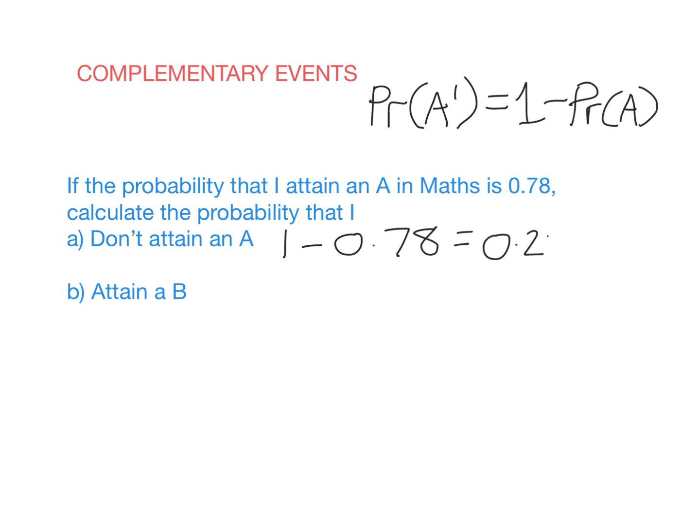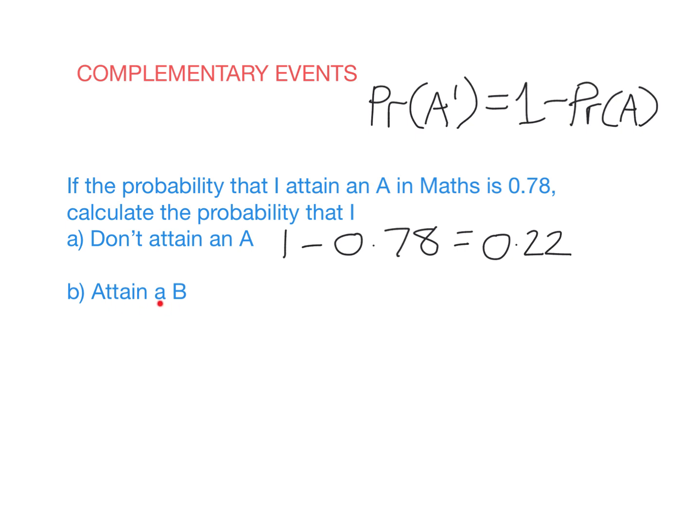If there's a 78% chance I do score an A, there's a 22% chance I don't, because probabilities have to add to 1. So attain an A and don't attain an A, they are complementary events. Complementary events are just an event and not that event. Get an A, don't attain an A.